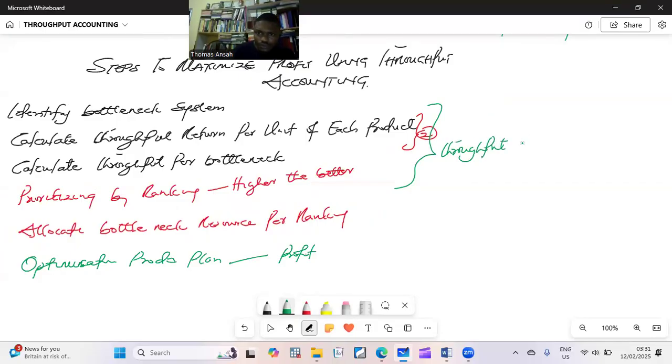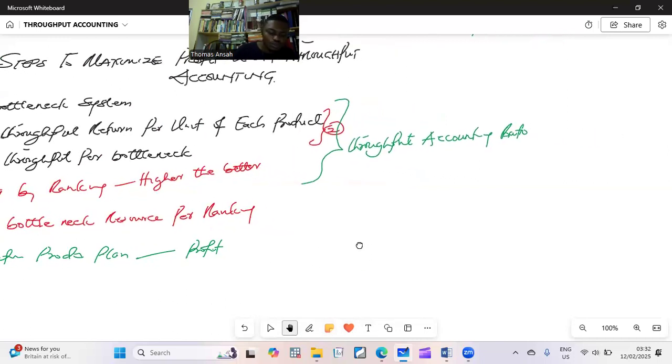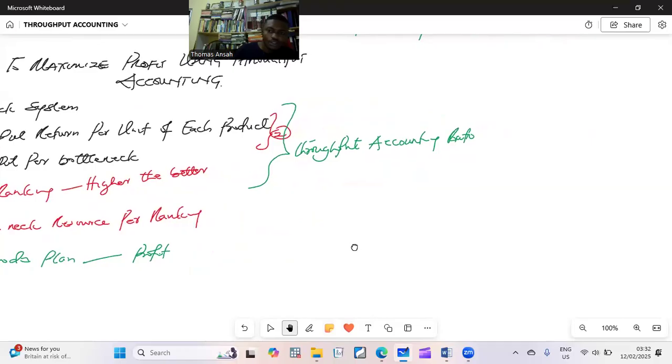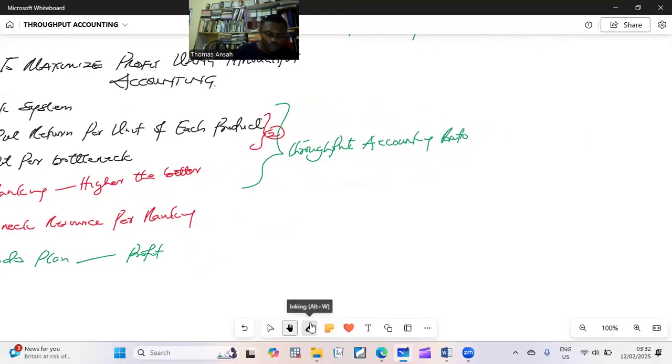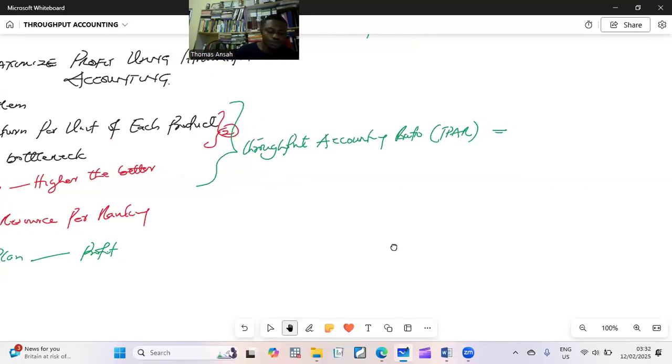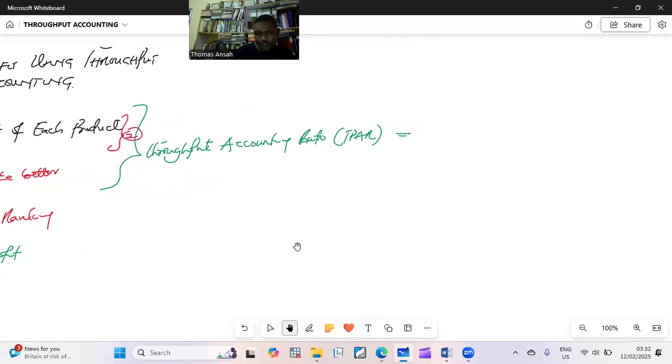Throughput accounting ratio. And the throughput accounting ratio, which we call the TPAR, is given by throughput return per bottleneck hour.